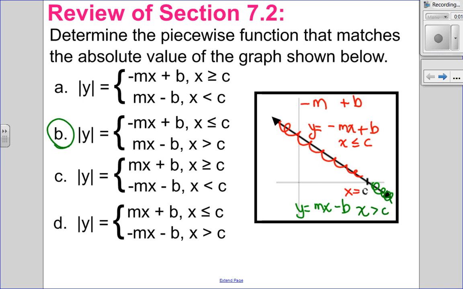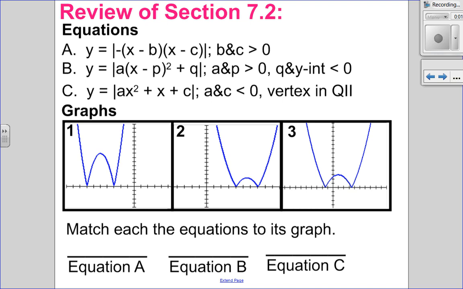Let's try a quadratic one now. So again, pause the video, try the question, come back, see the solution. So in this question, we're given some general information about the quadratic, and we want to match it with its absolute value. So looking at the first one, inside the function I have an absolute value that has a negative a value, and it's in factored form, x minus b, x minus c, where b and c are both positive.